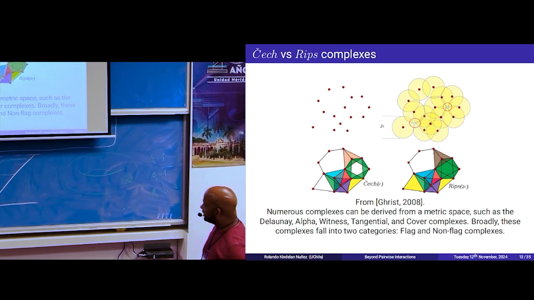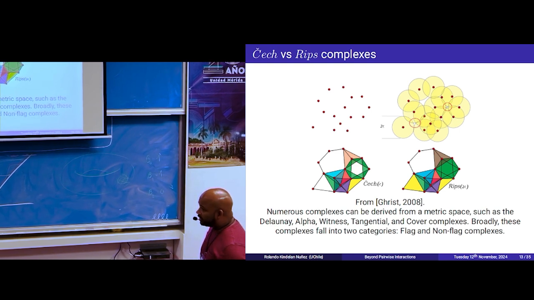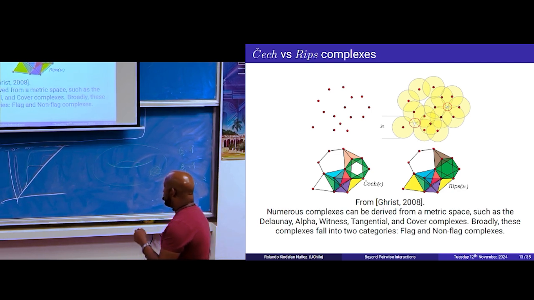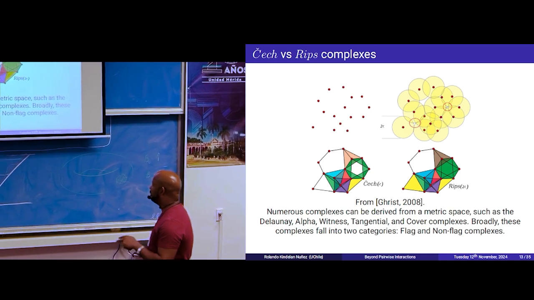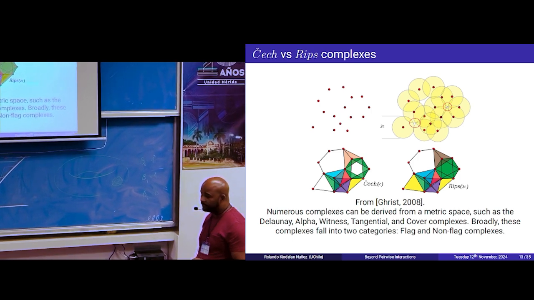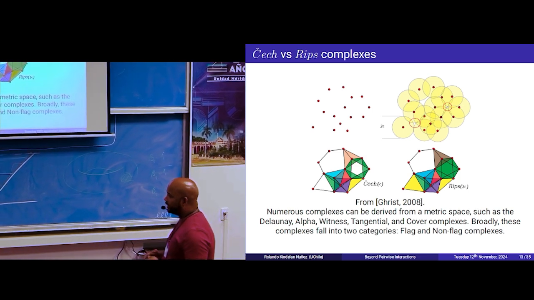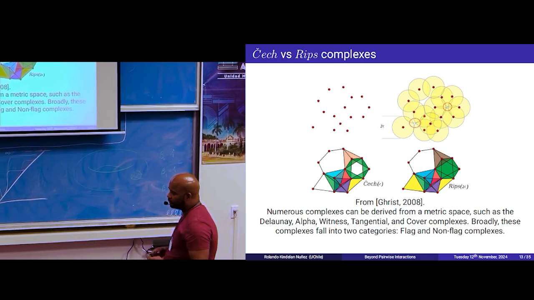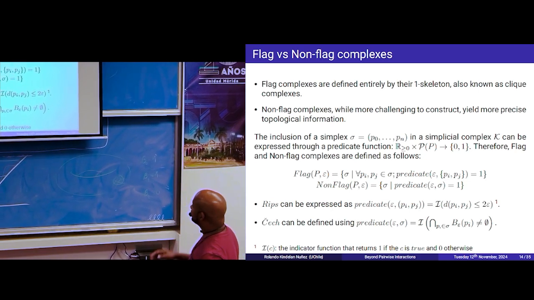And one interesting point is that among all the different kinds of complexes that we can build on top of our data, in the end they will fall into 2 categories: flag or non-flag complexes. The flag complexes are those that can be defined by the one-skeleton, and the non-flag complexes are more difficult because we don't know which simplices belong to that complex, at least until we check it. So that makes them hard.